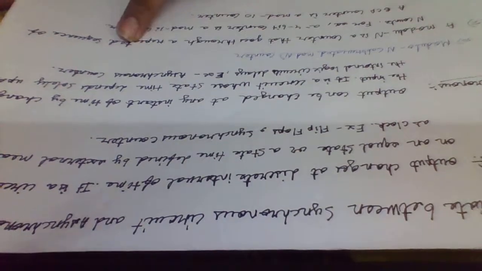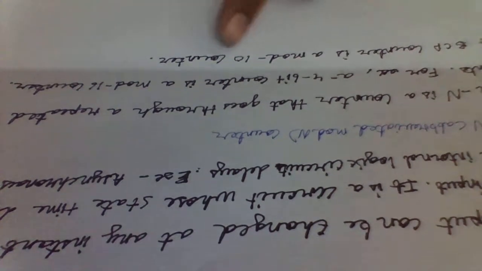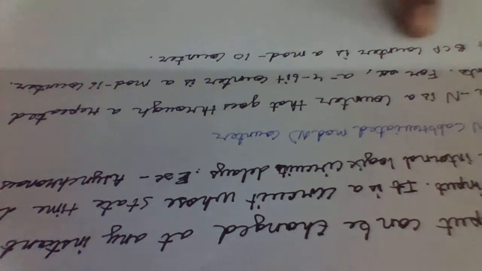Example: asynchronous counters. Now, question number 9 asks us to define a modulo n counter. A modulo n counter is a counter that goes through a repeated sequence of n counts. For example, a 4-bit counter is a mod 16 counter, a BCD counter is a mod 10 counter. So a modulo n counter is like a for loop for your digital logic circuits. It counts n number of times. So these were the 9 questions provided to us.